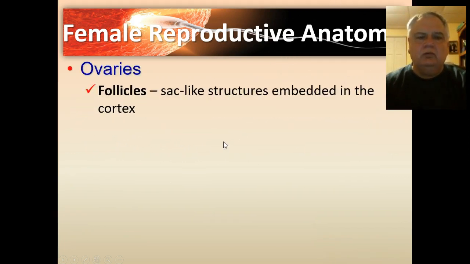Continuing on with the ovaries, if we take a look at the ovaries in cross-section, we will see sac-like structures that are embedded in the outer region of the ovary just underneath the capsule.